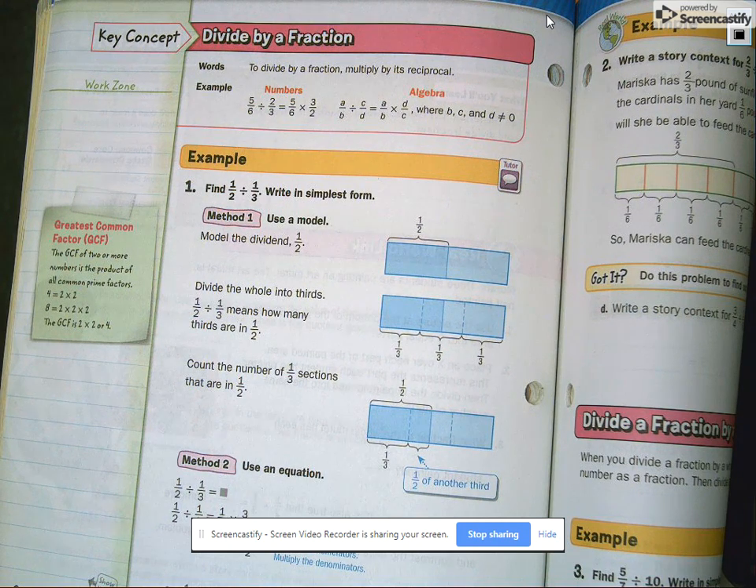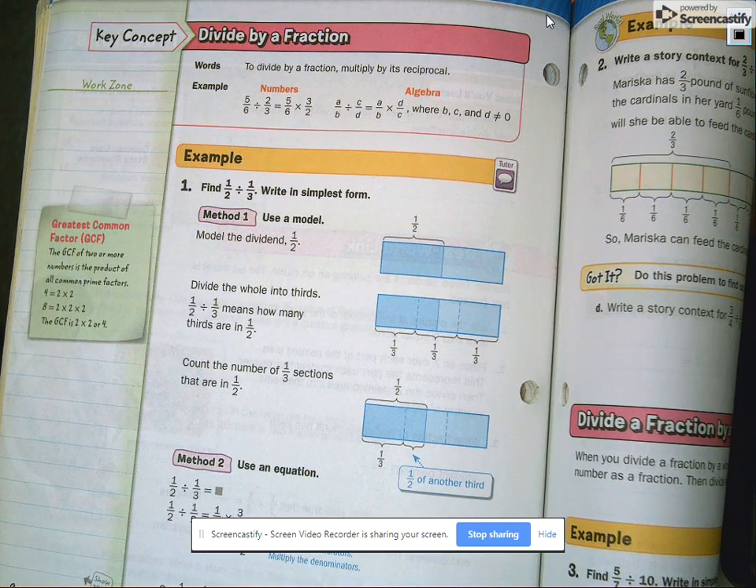Today is Monday, and you should be on page 318. Your homework for tonight is 321 and 322. Okay, so we are going to be dividing fractions today.